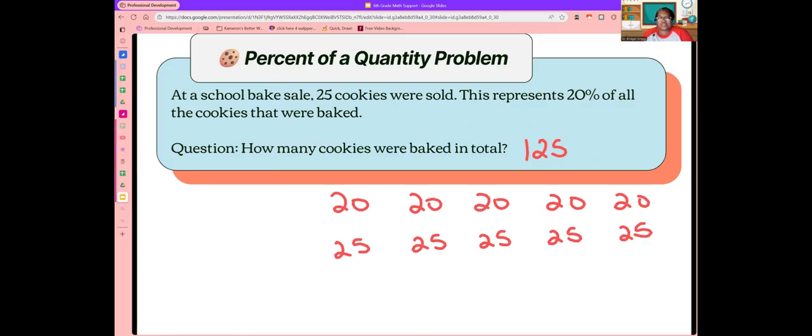All right, everybody. So that is finding the percent of a quantity problem.